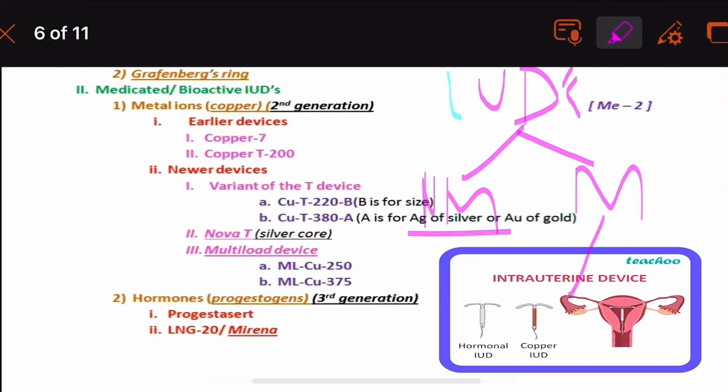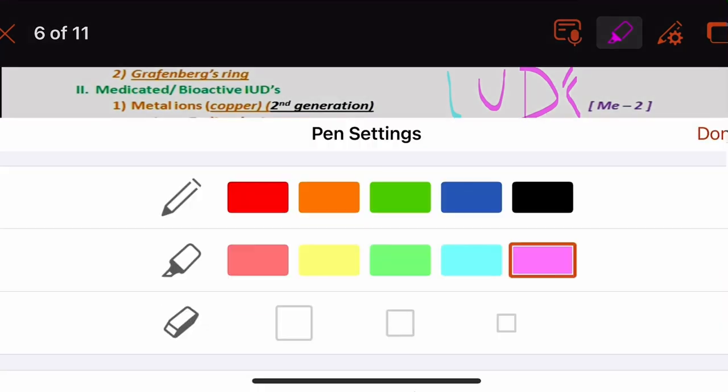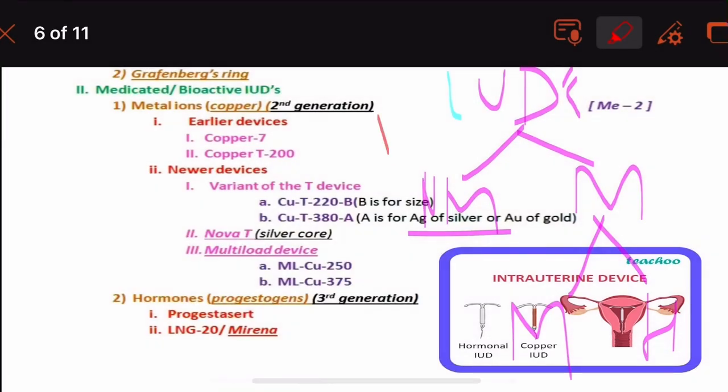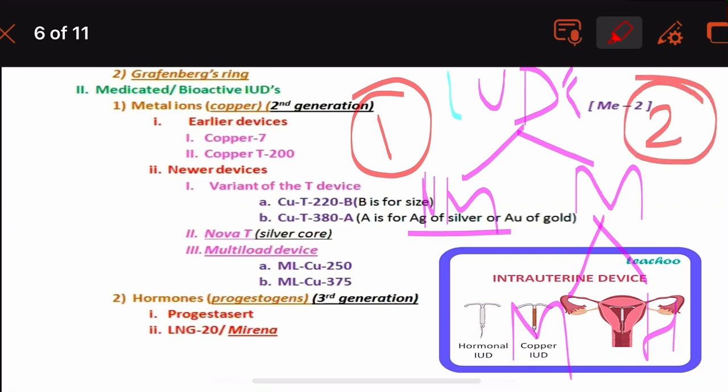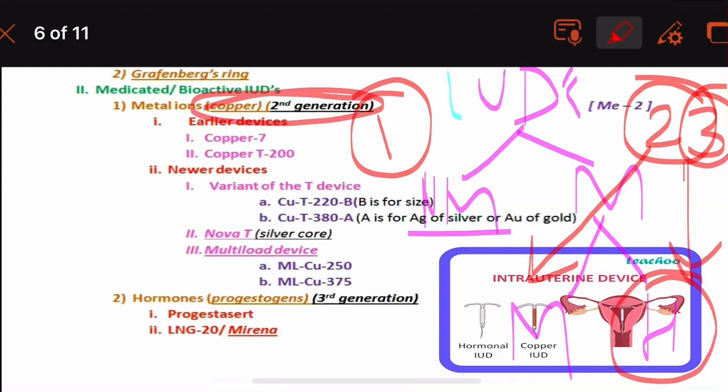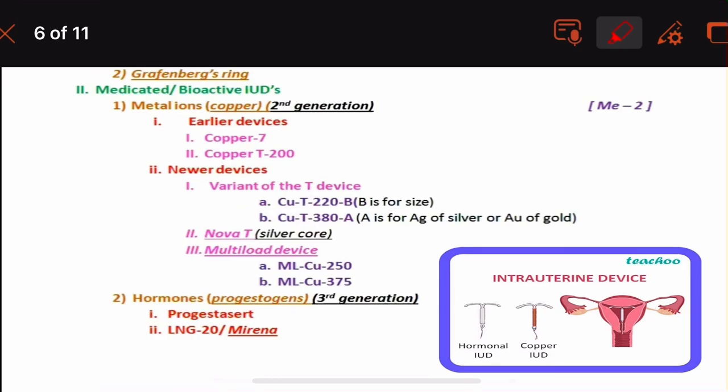Now medicated. Moving on to medicated, we have metal ions and hormone releasing. Generation-wise, non-medicated belongs to the first generation. Under the medicated, the second generation and third generation both come because it has two classifications. The second generation is copper releasing and the third generation is hormone releasing. So we are clear with the generations and the classification.